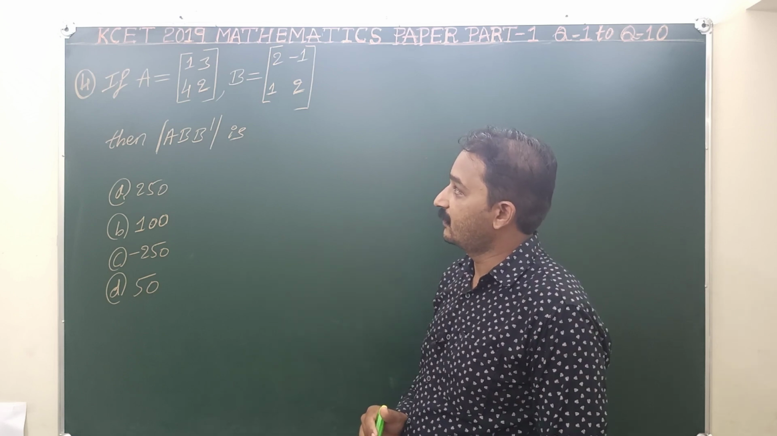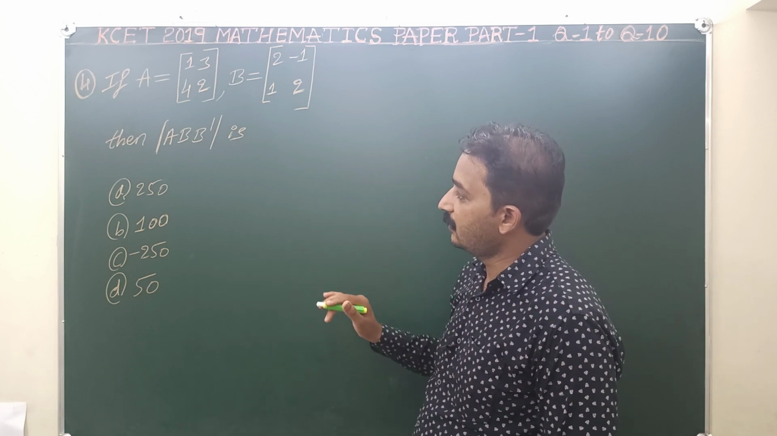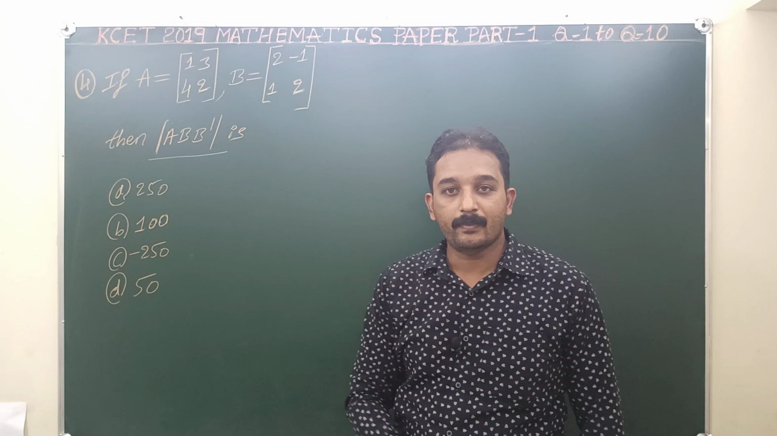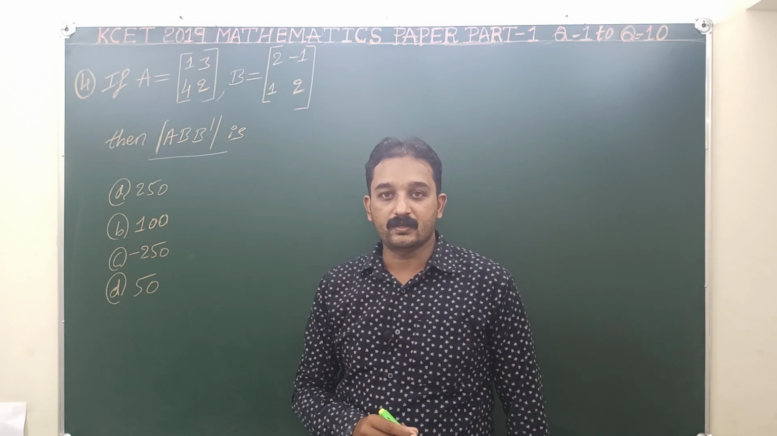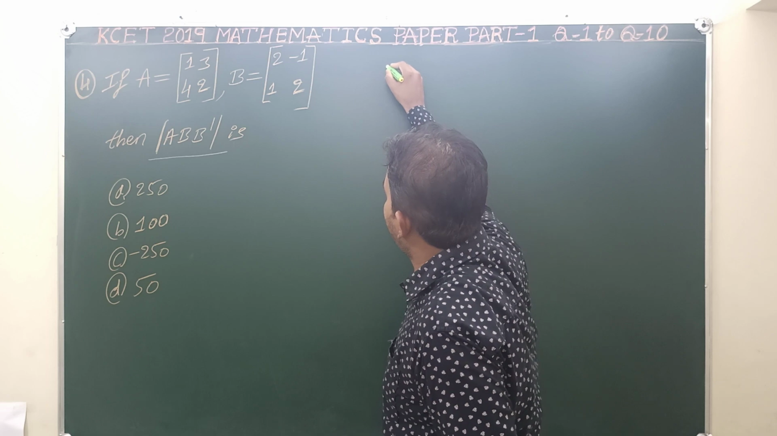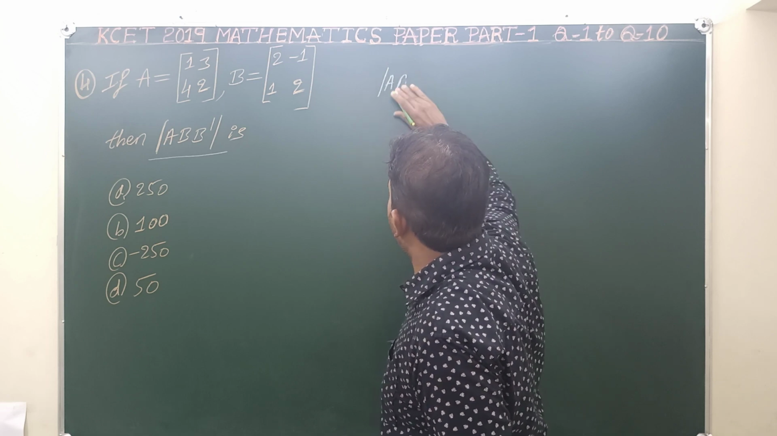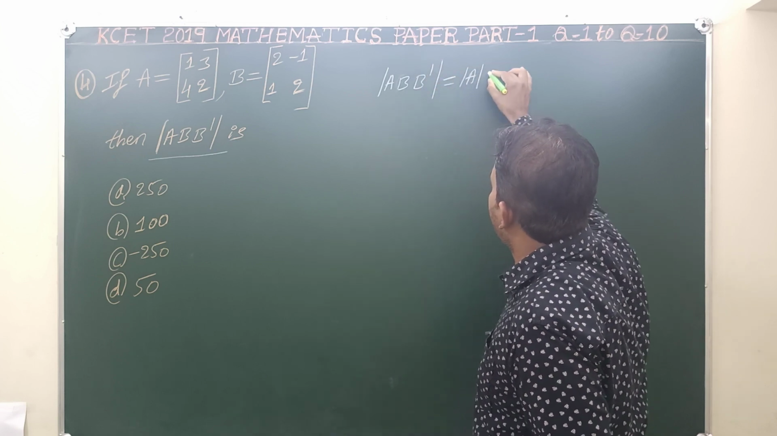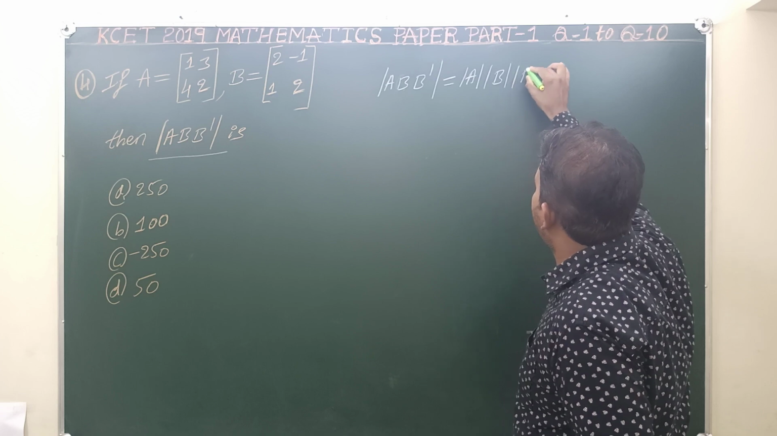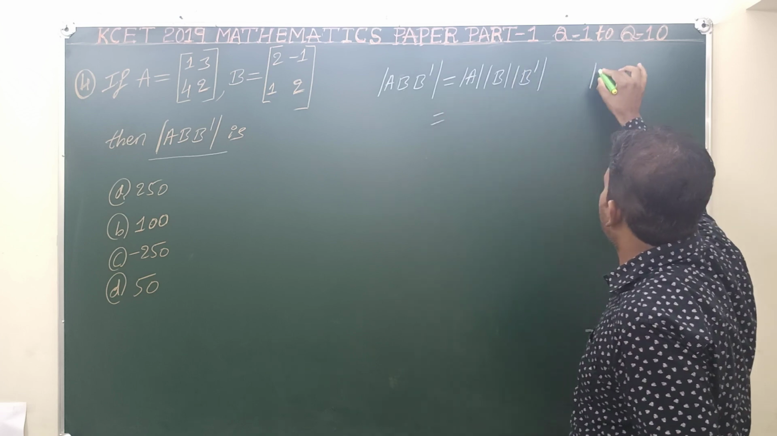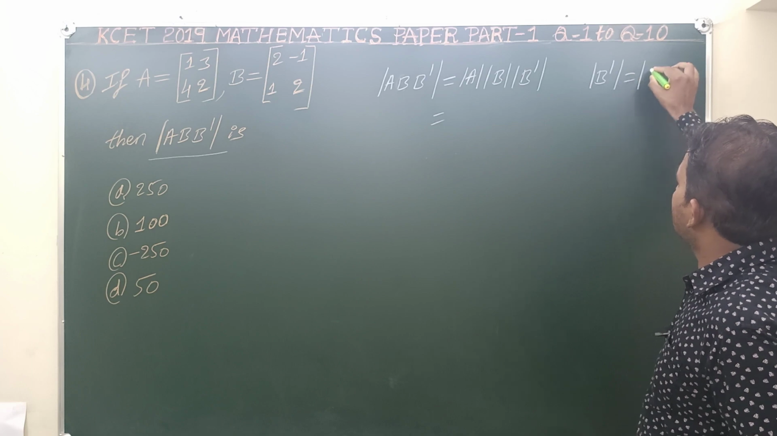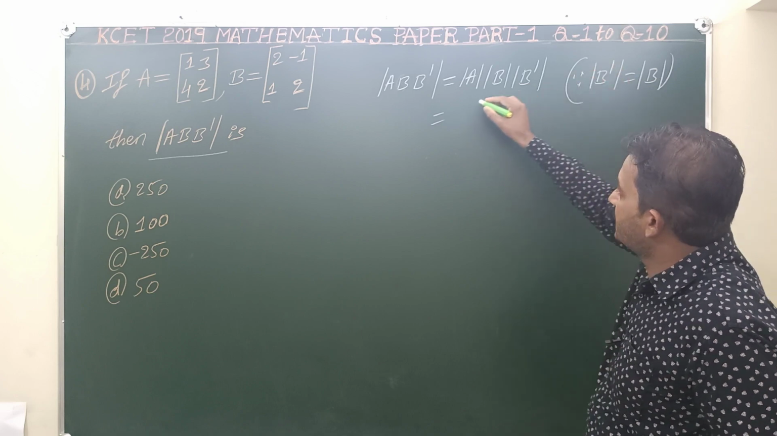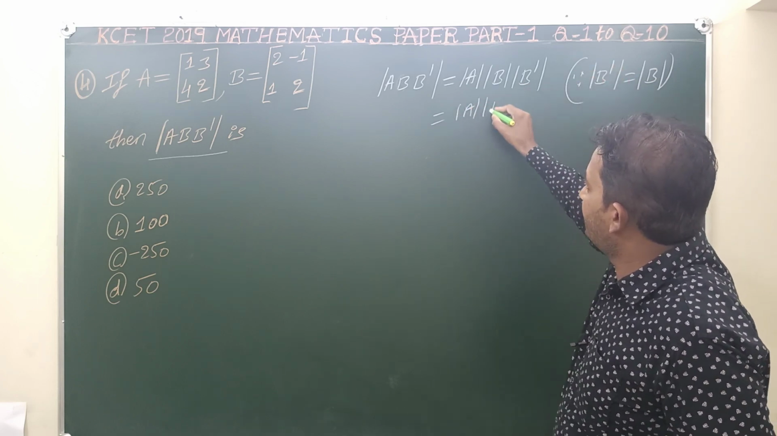Question number 4. If A is given and B is also given as matrices, then find the determinant of A into B transpose. Using properties of determinants, we have to find the answer. So take the determinant of A, B transpose. According to the rule, this can be written as determinant of A times determinant of B transpose. Determinant of B transpose is equal to determinant of B. So the determinant of a transposed matrix is also the same. We know this rule. So in this case, determinant of A times determinant of B square.